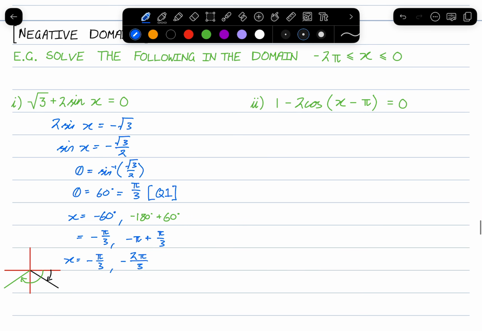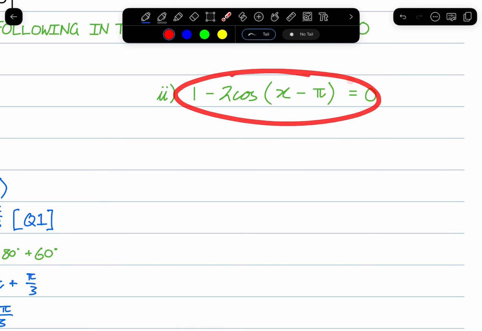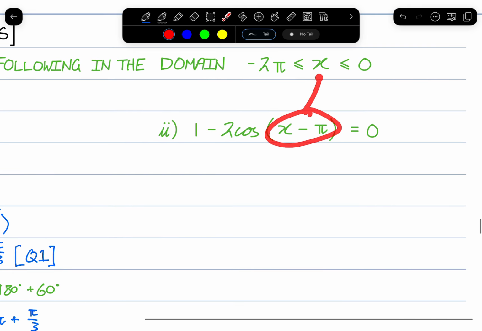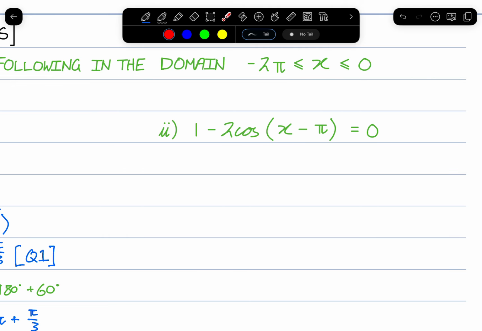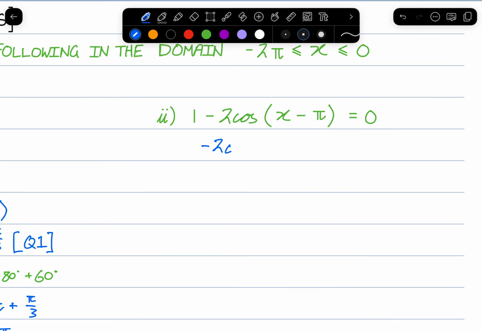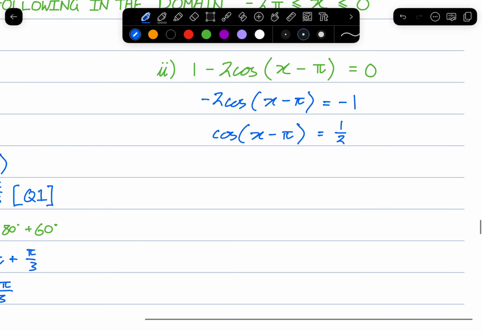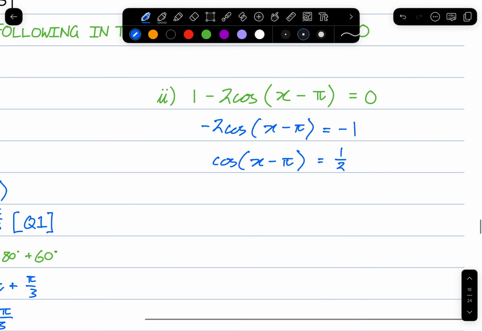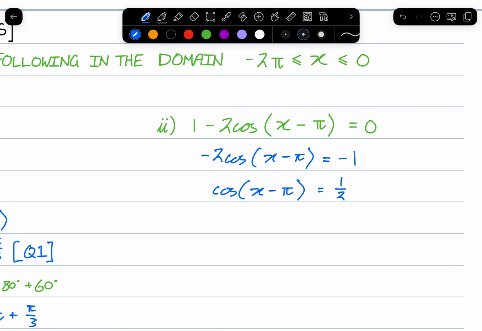Okay, so let's keep going with this one. For this, you can do the adjustment in the beginning or when it's needed. In the previous examples, I did this straight away in the beginning, but I'll demonstrate to you when it's really needed. Before we do this, I'm going to move everything to one side again. So negative 2 cos of x minus pi equals negative 1, dividing by 2, so positive half.